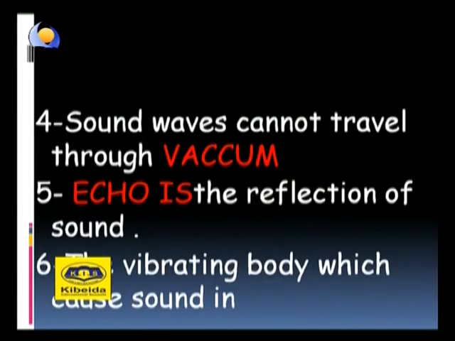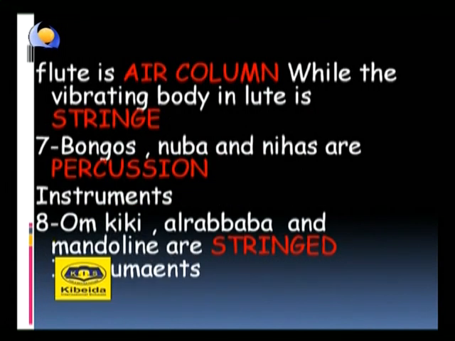Number five, echo is the reflection of sound. The question is about echo because it is the reflection of sound when sound bounces off a solid object. This is what we call echo. And number six, the vibrating body which causes sound in a flute is the air column.